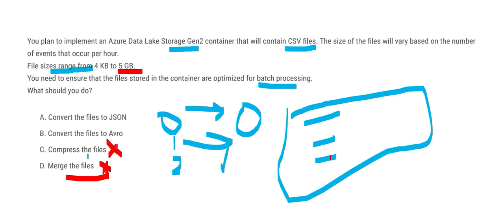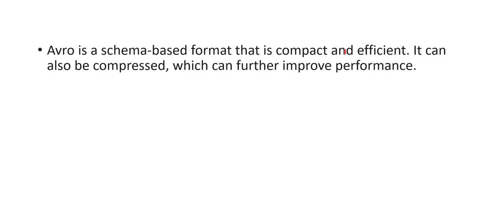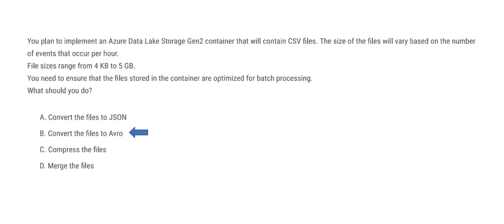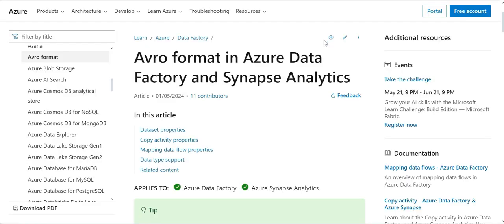So if you don't have the Parquet file format, which is columnar and compressed by default, the next good option is Avro. Remember this as a thumb rule. The next good option is Avro. So convert the file to Avro format. Now you might say, what is Avro format?